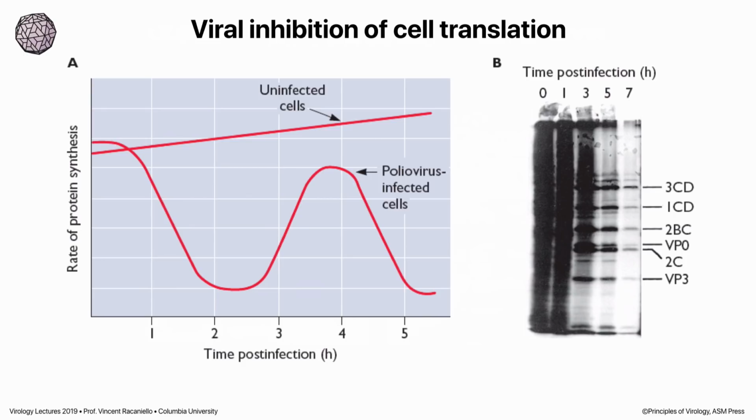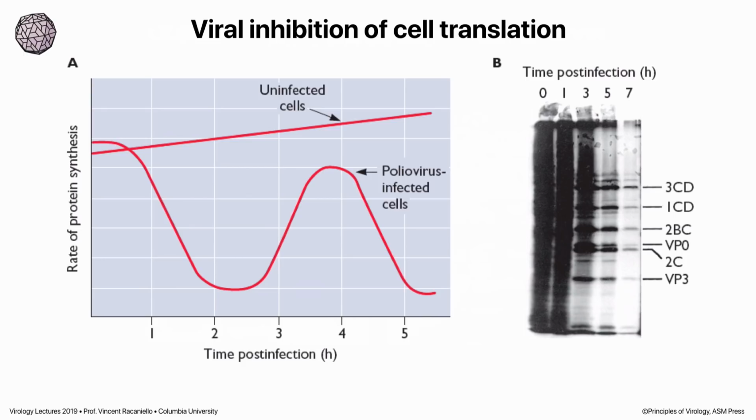In poliovirus-infected cells, it's almost zero after 2 hours post-infection, and then it goes back up again. And what this is, cellular protein synthesis is inhibited by virus infection, and then it's replaced by virus translation of viral proteins. And on the right, you can see the same experiment, except that we've labeled proteins with S35 methionine, and we fractionate them on the polyacrylamide gel.